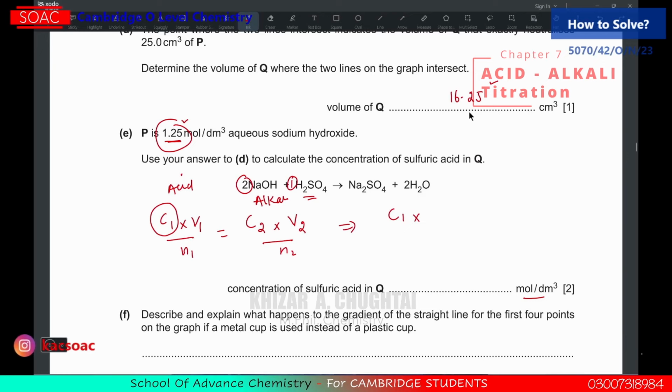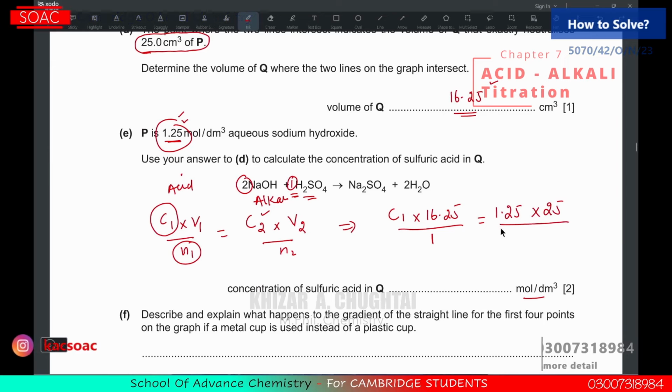C1 multiplied by the volume of the acid, that is 16.25. What is the number of moles of the acid from the balanced chemical equation? That is N1 is equal to 1. What is the concentration of sodium hydroxide alkali? That is 1.25. 1.25 multiplied by its volume. Its volume was taken as 25 centimeter cube. Divided by the value of N2, that is 2. So I'm going to write 2 over here.